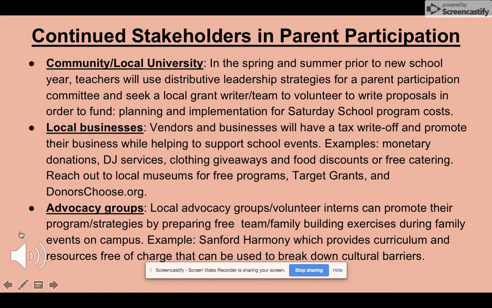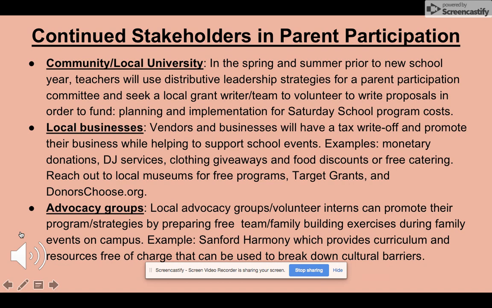In the spring and summer prior to the new school year, the teachers will use distributive leadership strategies for a parent participation committee and seek a local grant writer or a team of grant writers to volunteer to write proposals in order to fund planning and implementation for the Saturday school program costs. And this grant can come from the community or a local university.